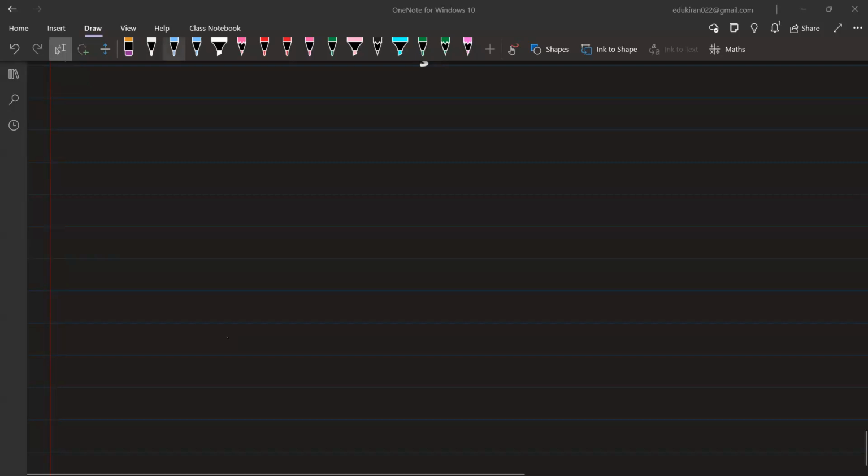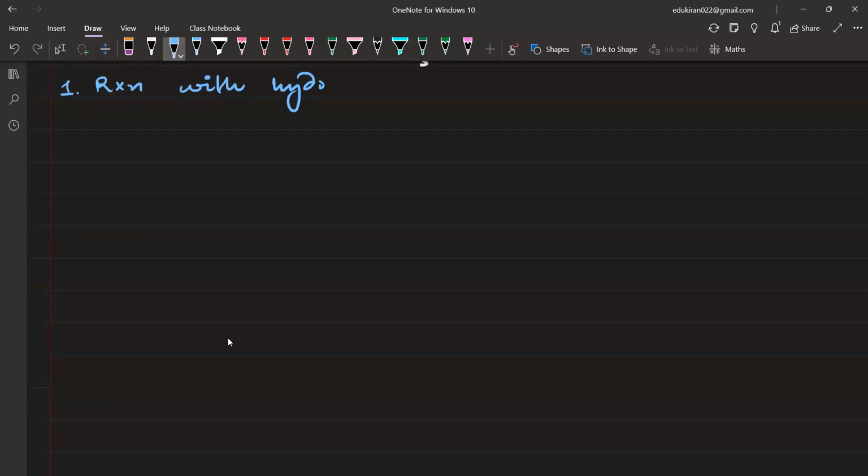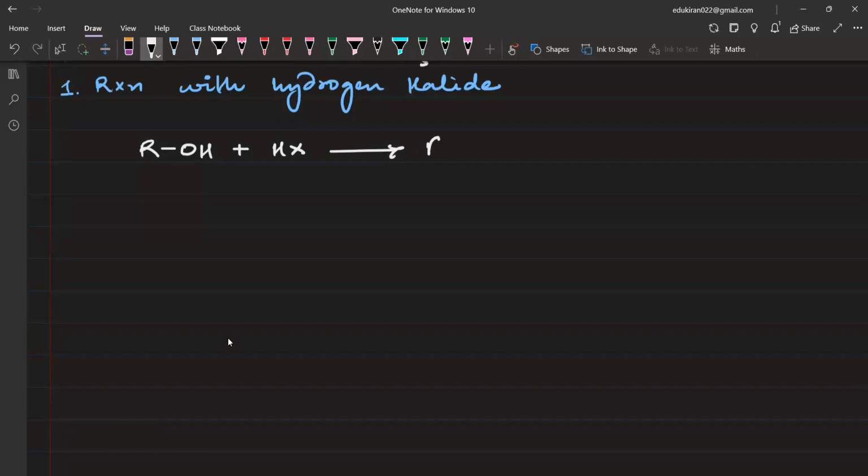The first reaction that we have to see is, please write with me, reaction with hydrogen halide. And this is a reaction that we have already seen in the haloalkane chapter, but एक चीज नया यहाँ पे introduce होने वाला है. What is the reaction? If you have alcohol, it will react with HX and it will give you RX, and substitution हो जाएगा. ROH will leave and it is going to give you RX plus H2O.